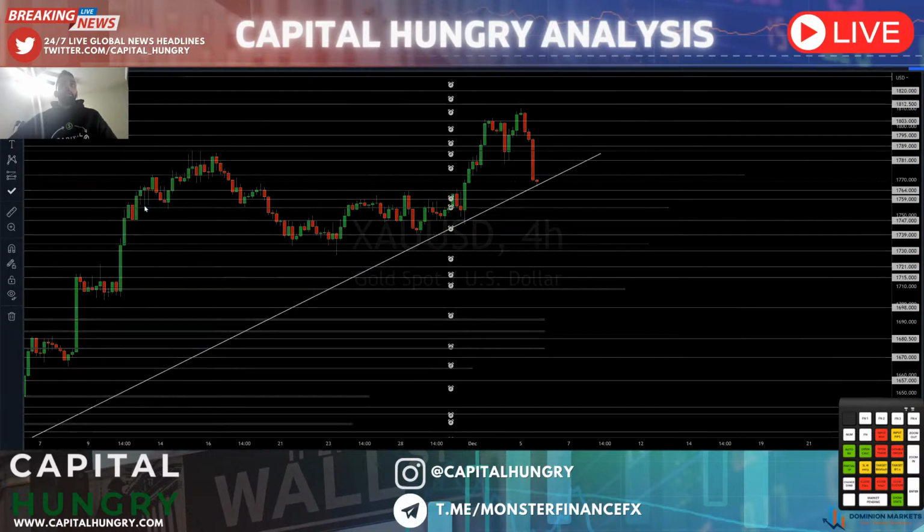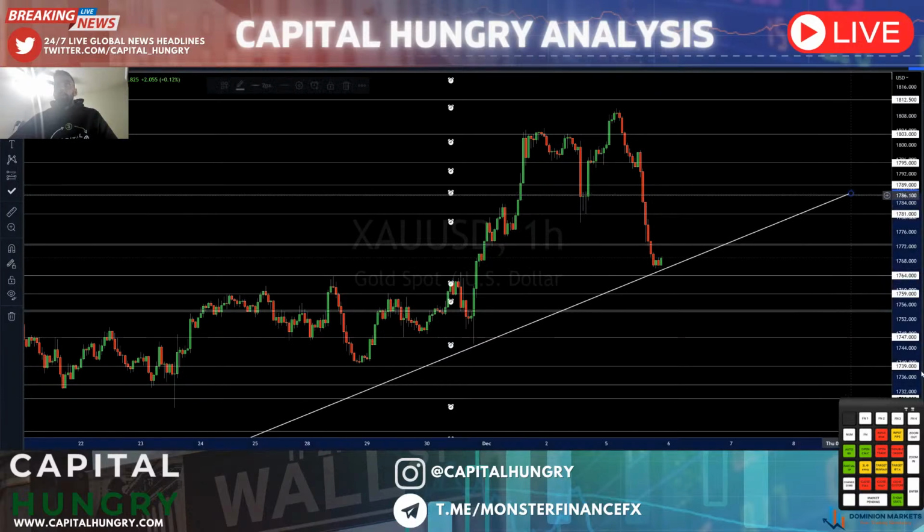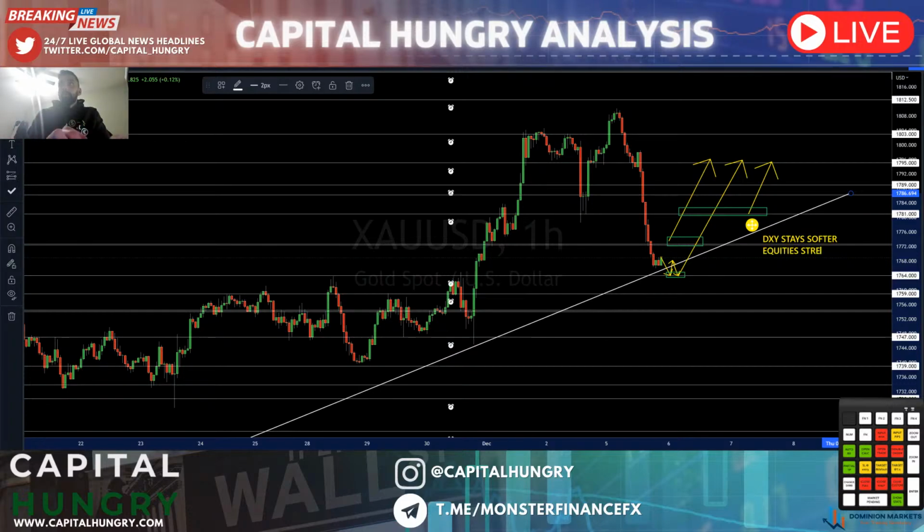So when we're looking at gold, if we get retest, deeper double bottoms to retest structure here at 1764 and fail to break lower, higher risk, higher reward buys. Breaks back above 1772 and breaks above 1781 would still be gold buys in my opinion. Dollar stays softer. Equity strength. Hold above 1760s.